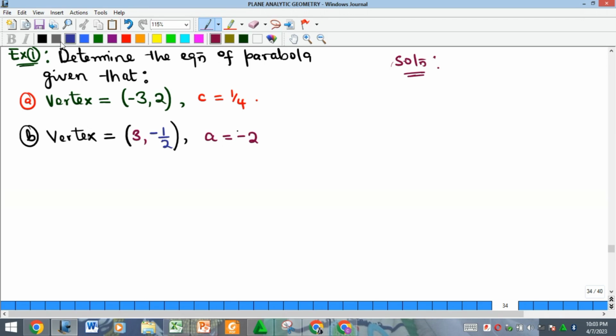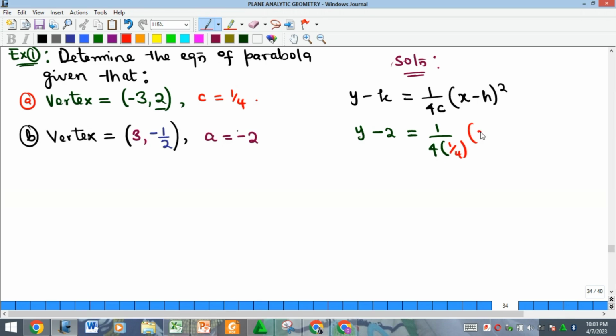Okay, so assuming we decide to use that first form, which is y minus k. What then is our k? Our k is the y coordinate. The y coordinate here is 2. So you are having y minus 2 is equal to 1 over 4, multiplied by your c, which is 1 over 4, and that is times x minus our h, which is minus 3, all raised to the power of 2.